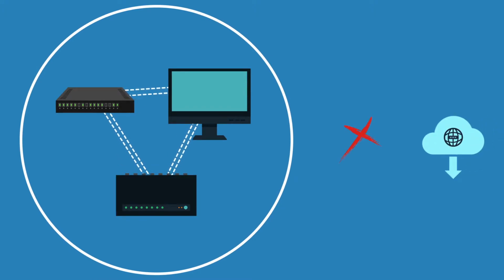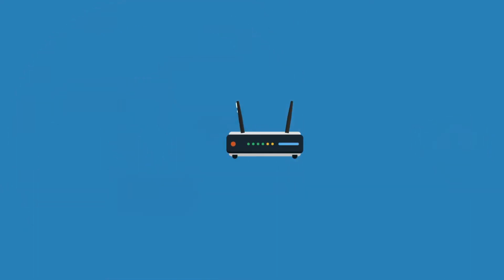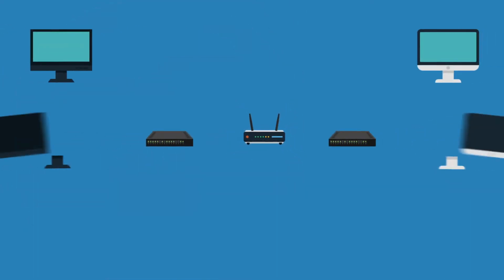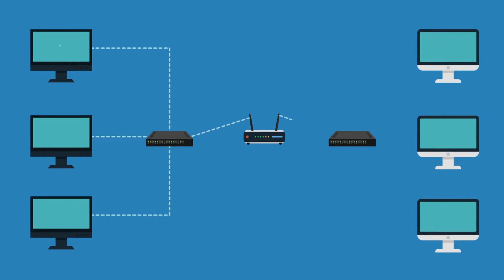To exchange data outside their own network, we need a device that is capable of reading IP addresses. That is where the router comes in. A router routes the data from one network to another using IP addresses. So the data from a PC in the first network goes to the switch. Then the router takes the data from the switch and forwards the data to the switch in the second network, and so on till it reaches the destination.